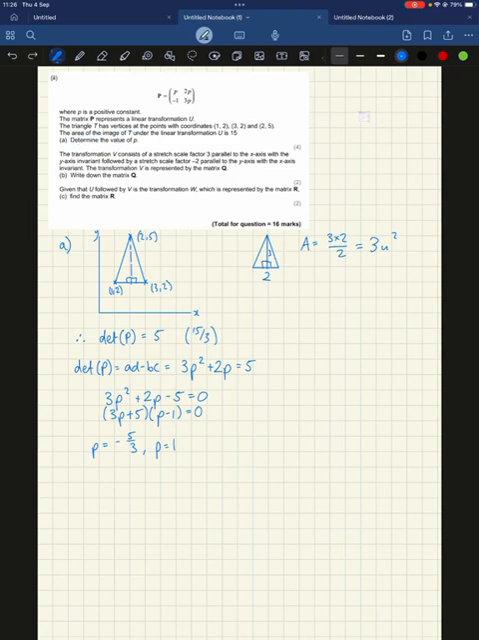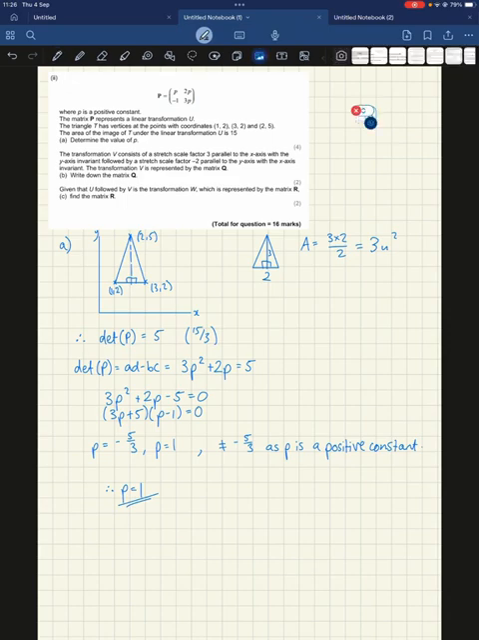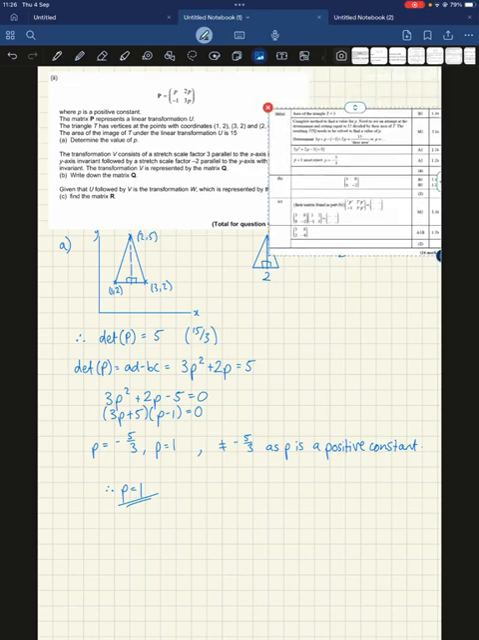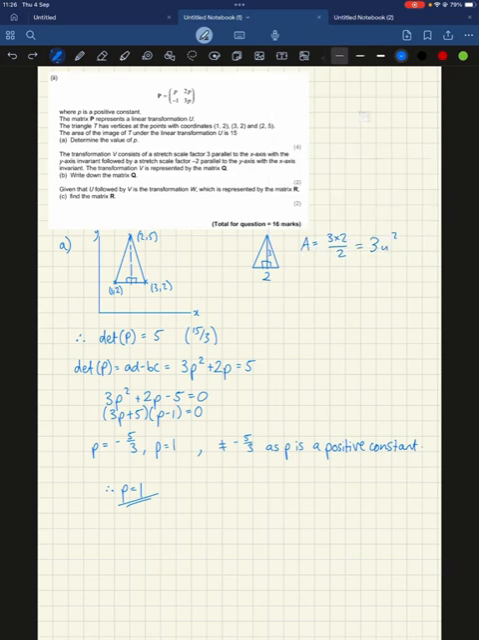But we have to determine the value of p. Now if we look here, p is a positive constant. Minus 5/3 is not positive, so therefore it is not minus 5/3, as p is a positive constant. Therefore p is equal to 1. And if we check the mark scheme, here p is equal to 1, must reject p is equal to negative 5/3.